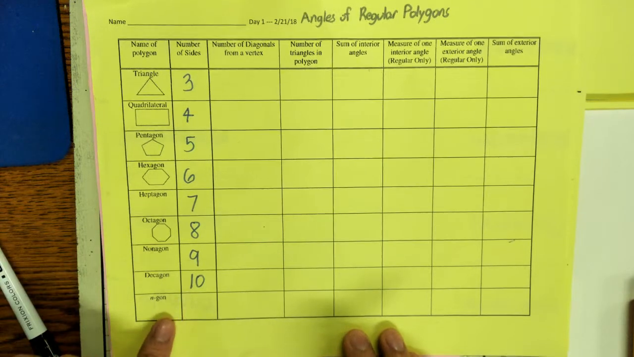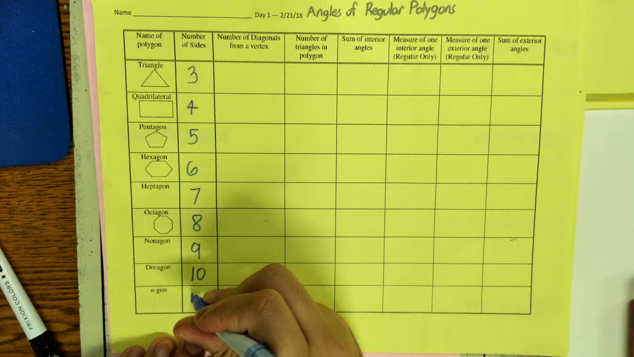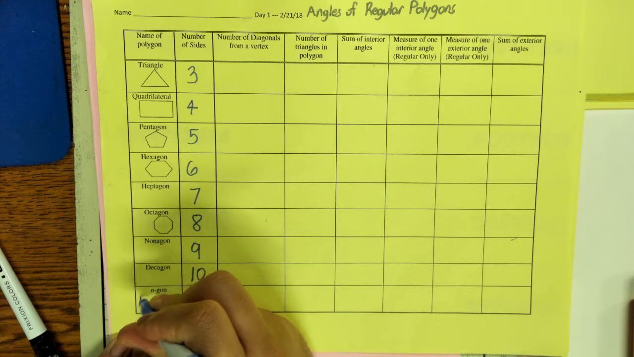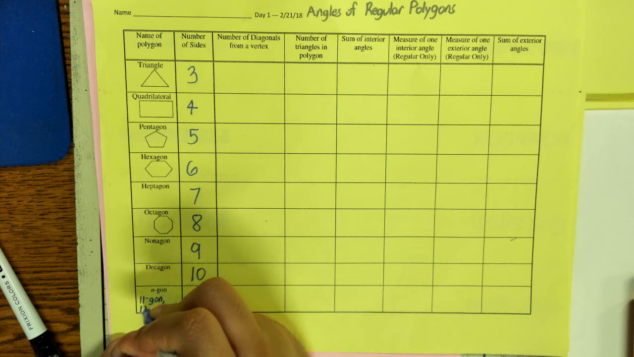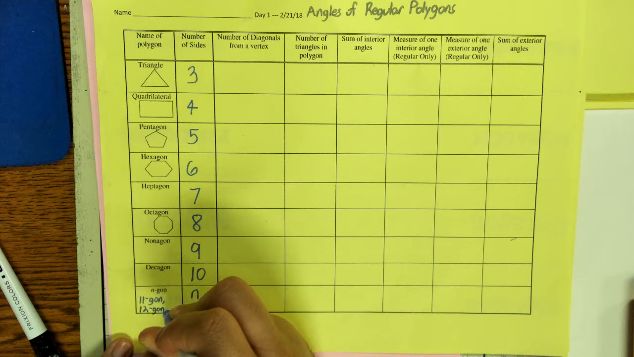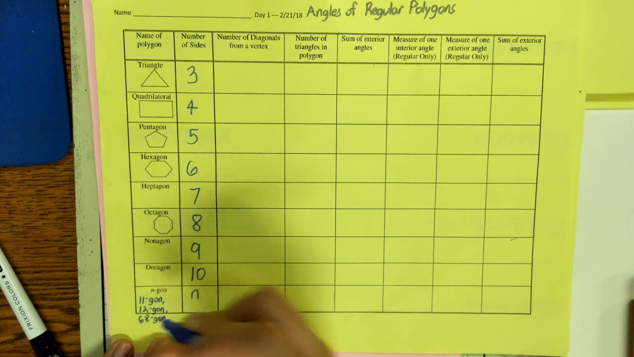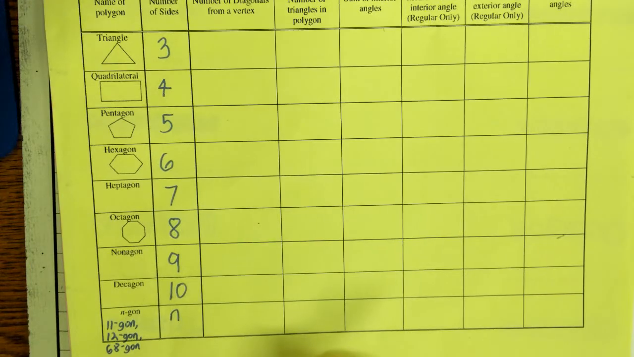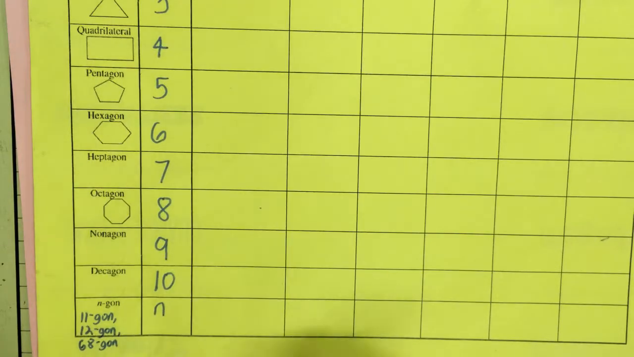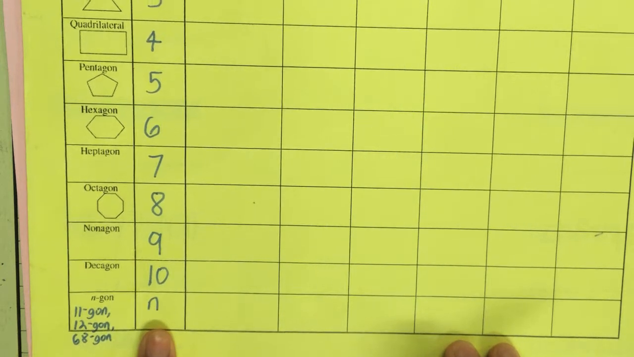Eventually, your number of sides gets too big, so you just start referring to it as an n-gon, meaning 11-gon, 12-gon, 68-gon, and so on. So at this point, you can zoom in a bit, n refers to the number of sides.